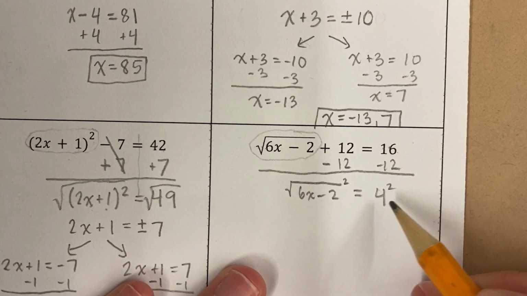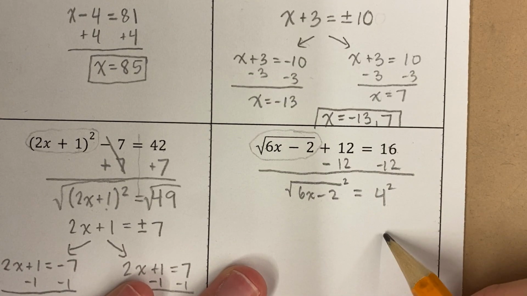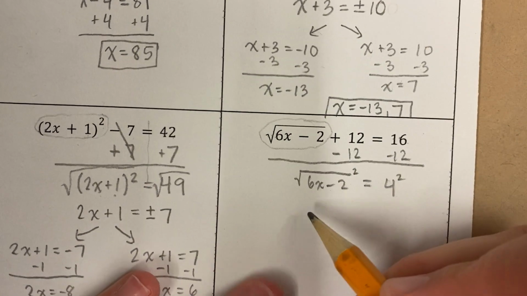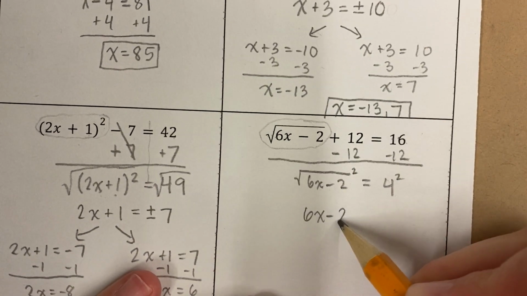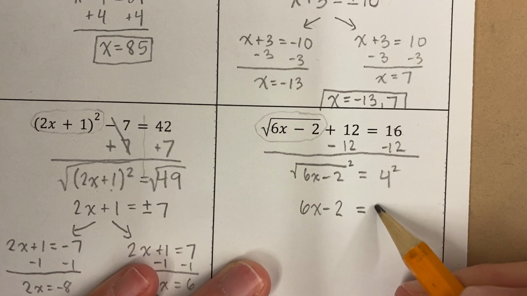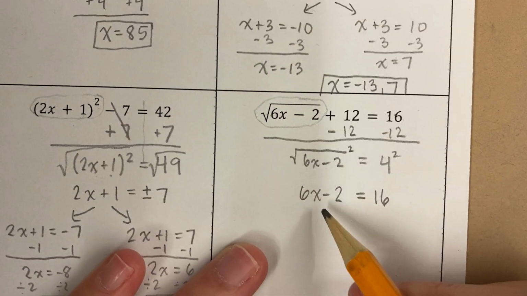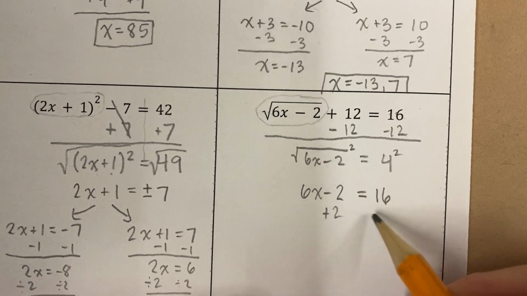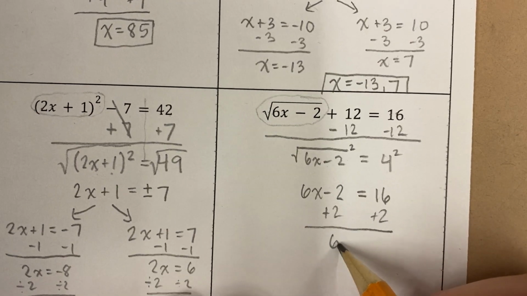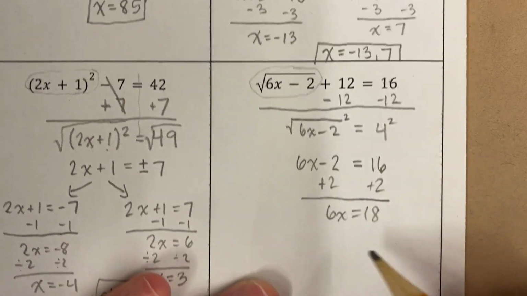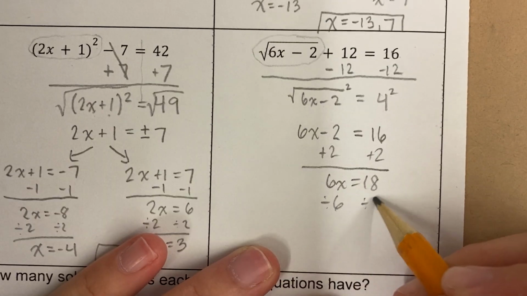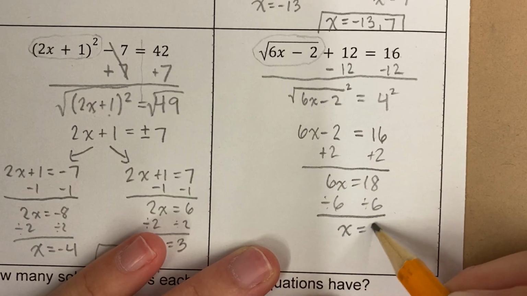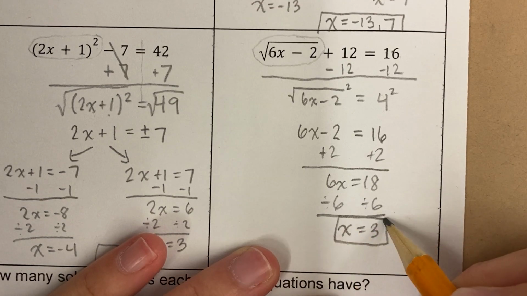Okay, now careful here, I'm squaring 4. I'm not looking for the square root of 4, so I'm not going to get 2. This is 4 squared, 4 times 4. So I get 6x minus 2 equals, this should be 16. And now, look, I just have 4 squared, which is 4 times 4, one answer. And then I'm just going to solve for x. And that's it.